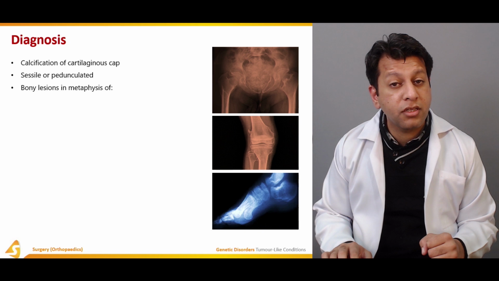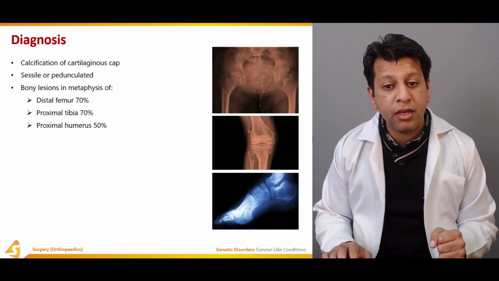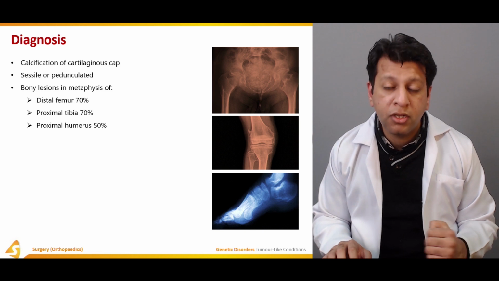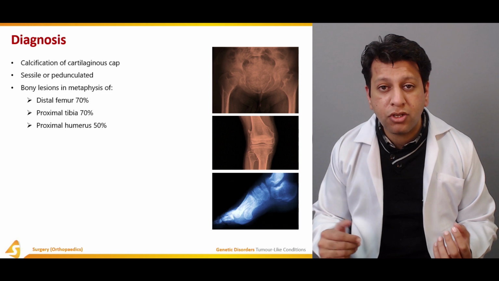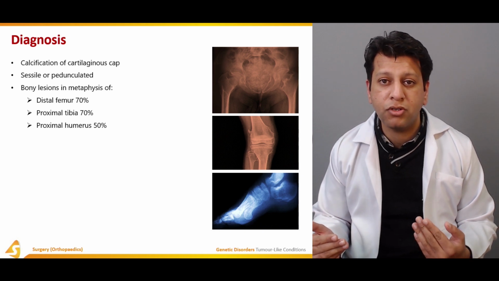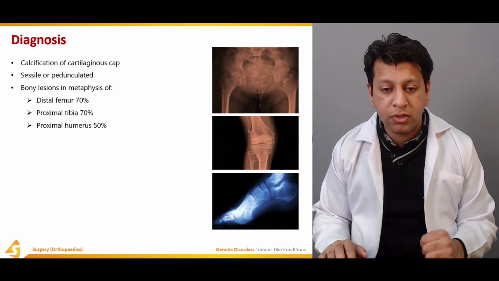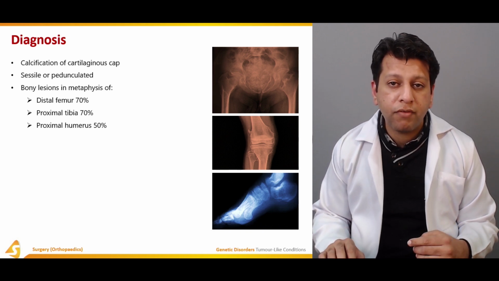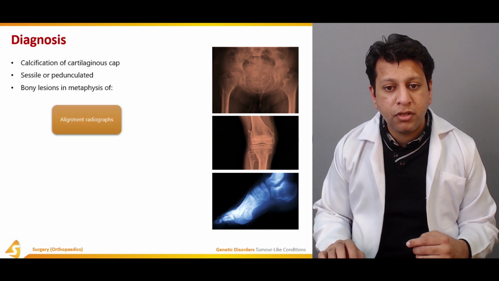Usually these lesions are in the metaphysis of the distal femur, proximal tibia, and proximal humerus, but that does not mean that they cannot be present anywhere else. They can be present in the vertebrae, usually the pelvis, mostly in the radial region as well. But most commonly they are found in the distal femur, proximal tibia, and proximal humerus.